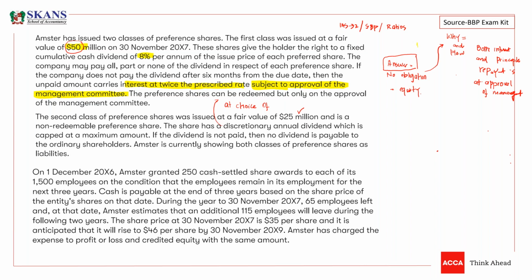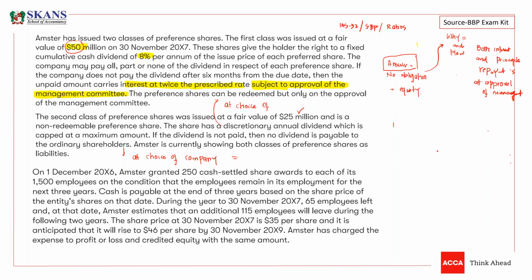If the dividend is not paid, then no dividend is payable to ordinary shareholders. There is a condition that if you do not pay dividend to these preference shares, then you can't pay dividend to ordinary shareholders. And we know that dividend to ordinary shareholders is again at the choice, at the discretion of the company. So it is very simple for a company to avoid this payment. How can they avoid it? By not paying dividend to ordinary shareholders.